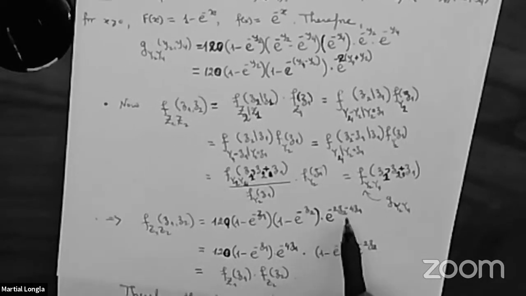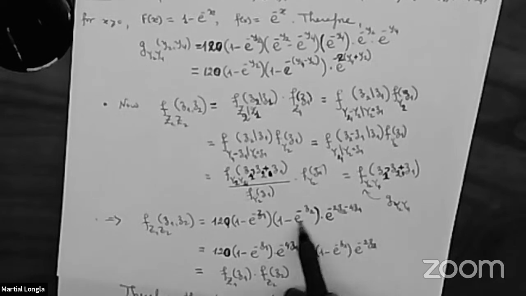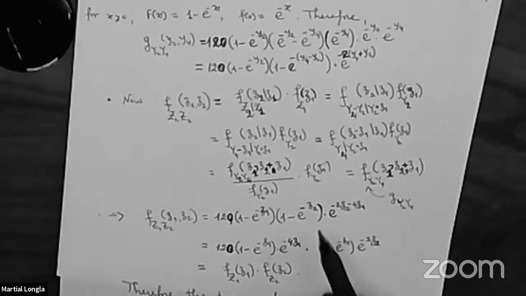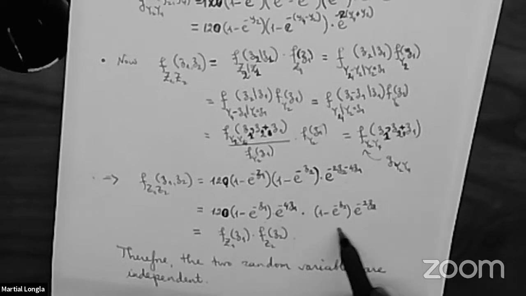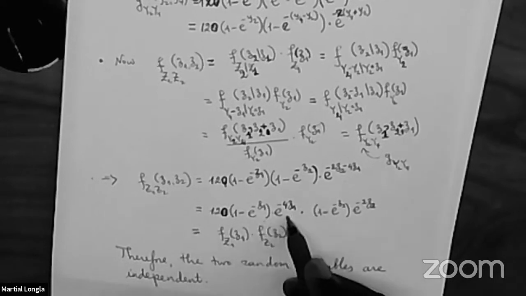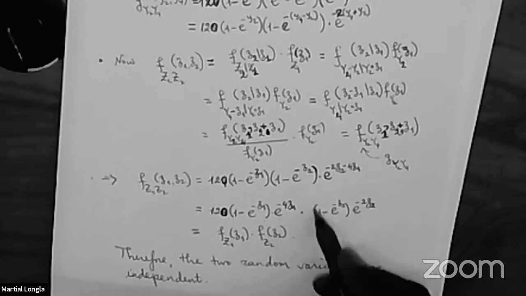Now you can look at this formula. You can see that I can regroup the terms that have z1 and regroup the terms that have z2. When I do that, the terms that have z1 go together, and the terms that have z2 go together. And this is a function of z1 times a function of z2. Therefore, the two random variables are independent. That's how you show that two random variables are independent.